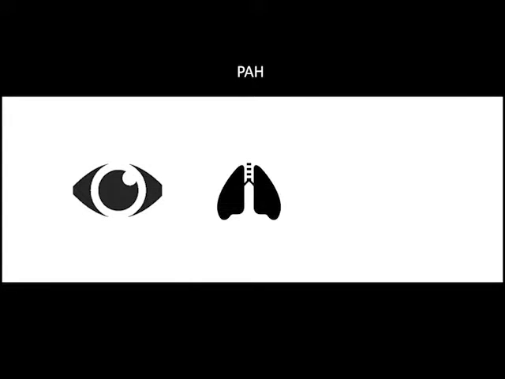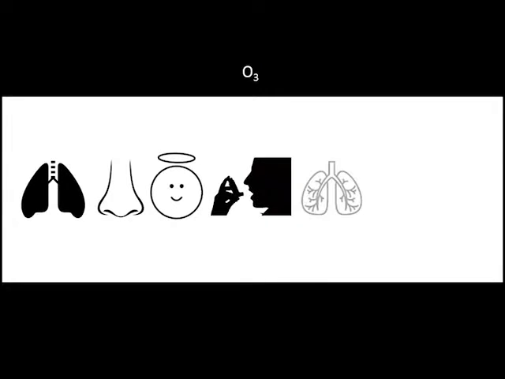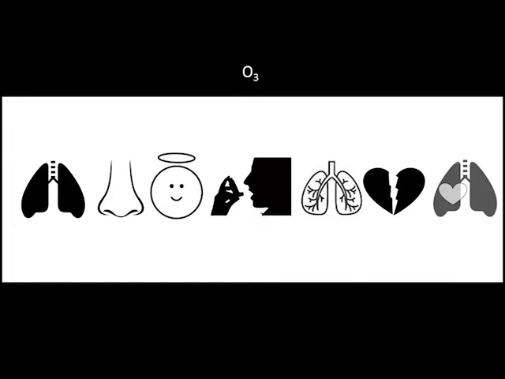VOCs are another precursor chemical to ozone. PAHs cause irritation of the eyes and breathing passages and some forms of cancer. Finally, we're at ozone. It has numerous human health effects, including reduced lung function and irritation of the respiratory system, premature death, asthma, bronchitis, heart attack, and other cardiopulmonary problems.